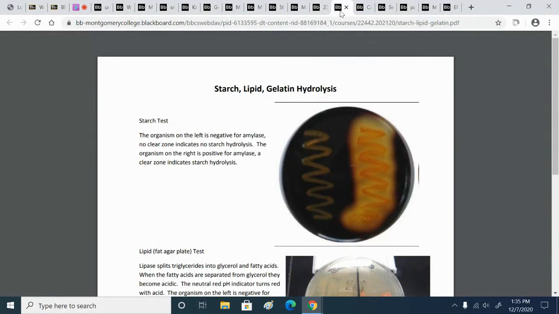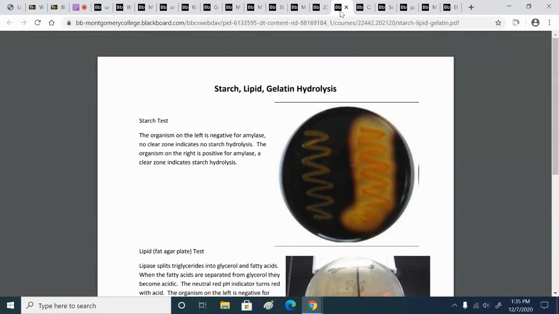So then we moved on to some more biochemical tests, starch, lipid, and gelatin hydrolysis. So we know that we can test for starch by using iodine, right? Because starch and iodine form a very dark product. So we take agar plates, which have a lot of starch in them, inoculate them with the bacteria, incubate them, and next class we add iodine to the agar.